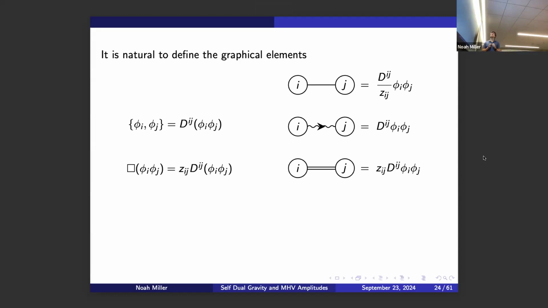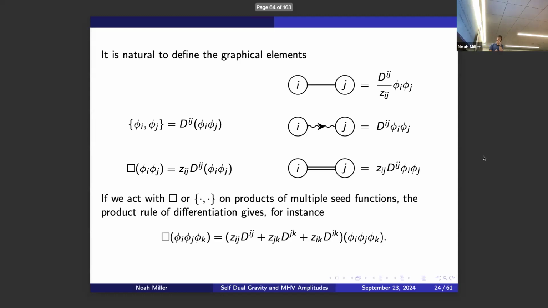using these combinations, it's natural to define some more graphical elements. Here we have the straight line, which is d_ij over z_ij, that we saw before. Then we can also define the Poisson bracket acting on two of these seed functions with a wiggly line with an arrow. You need the arrow because there's an orientation to this edge: if you switch i and j, you get a minus sign. If you switch i and j for the straight line, there's no minus sign because it's d_ij over z_ij, so two minus signs cancel out. And then the box is z_ij times d_ij, and we'll denote this with a double line. That's the box.